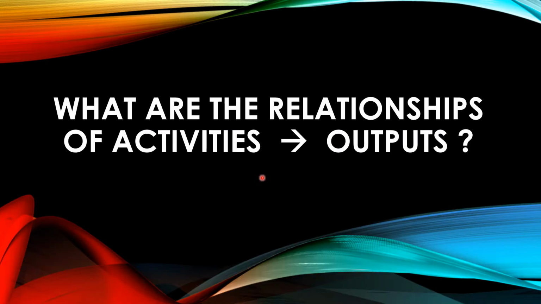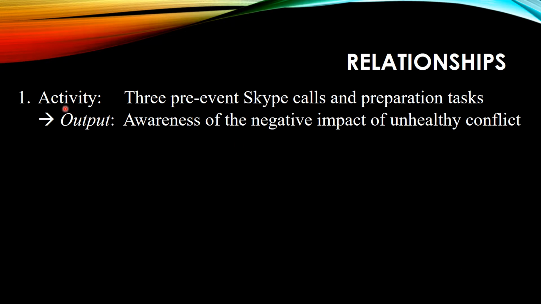So, what are the relationships between the activities we're going to be doing during the event and some of the outputs? Well, let's start here with activity number 1. There are 6 activities that I'll go through.